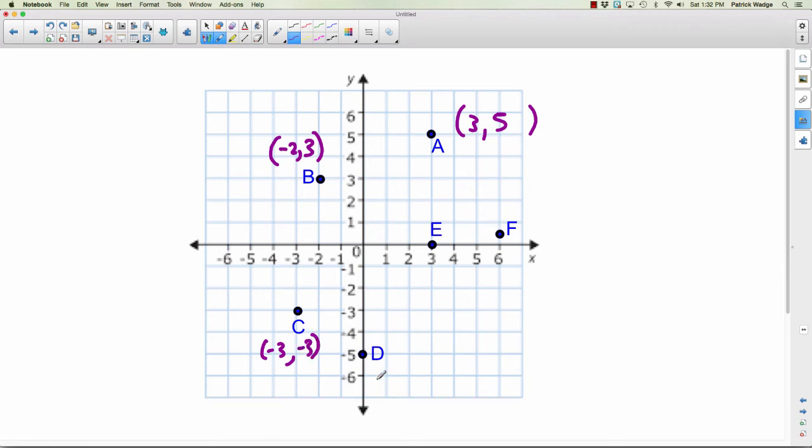D, be careful. Don't put negative 5 first. If you wanted to graph this point, how far are you going left or right? You're not going left or right, so it's 0. And then you're going down 1, 2, 3, 4, 5, so it's negative 5.